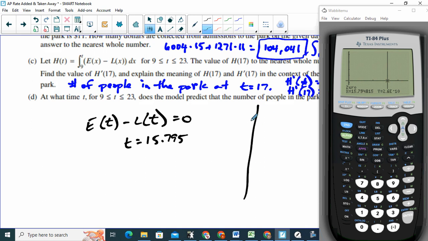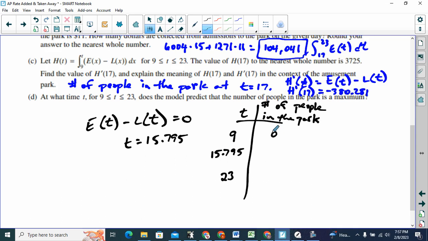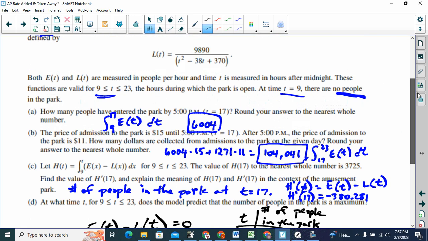So let's set up a little table here. Let's compare times with number of people in park. We need to make sure we have any critical numbers on there. The only one we know is 15.795. And we also need to check the endpoints, which is at time 9 and time 23. At time 9, there is nobody in the park. We were told that up here in the problem.